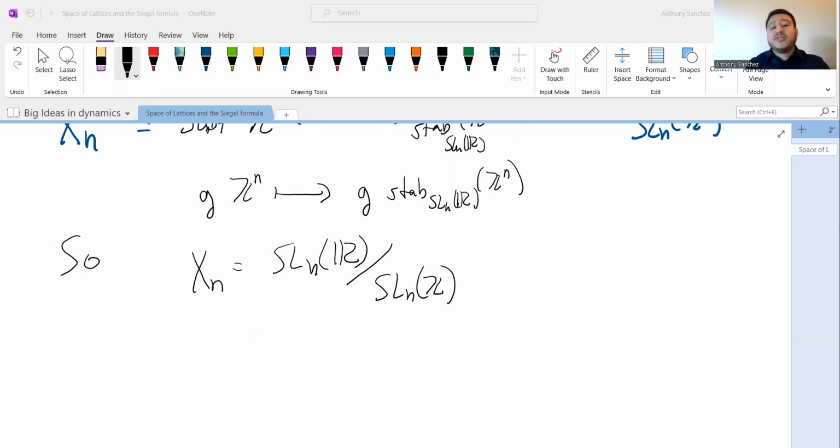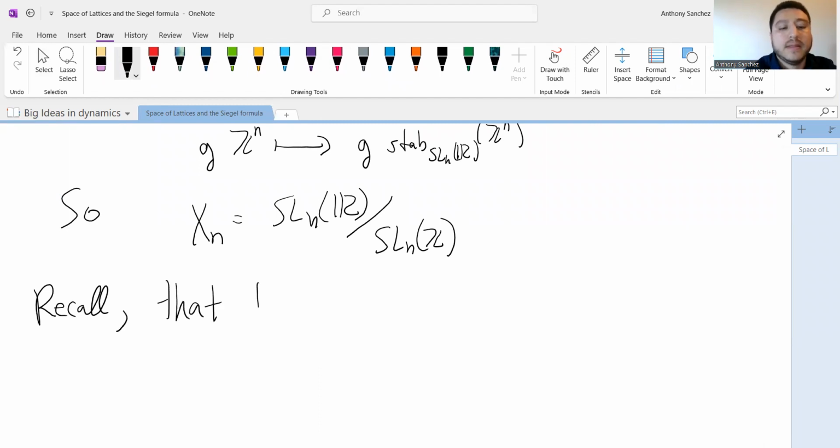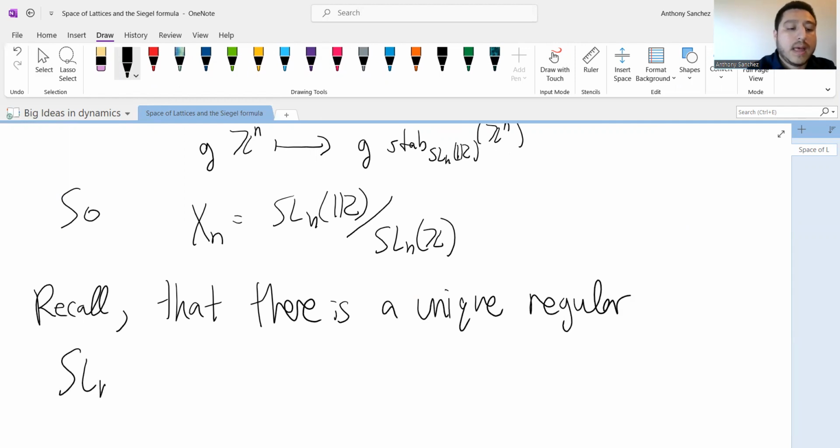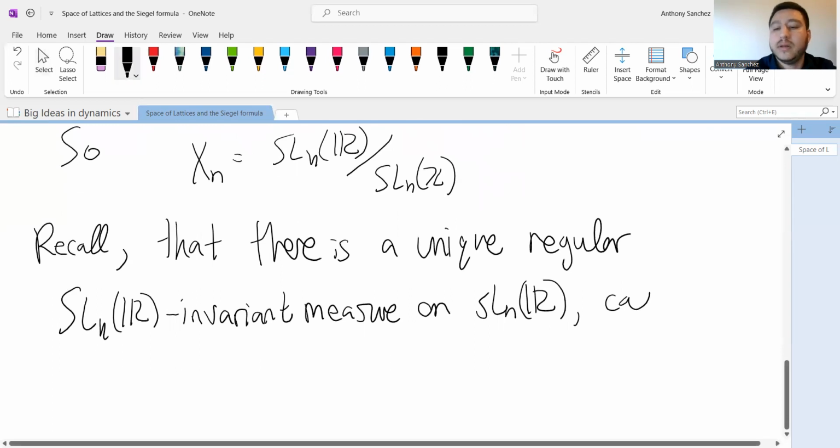All right, and now I want to give some extra structure to this space of lattices. And in order to do that, I'll recall another very important notion that shows up everywhere in homogeneous dynamics. So recall that there is a unique regular SL_n(R) invariant measure on SL_n(R) that I won't denote by anything, called the Haar measure.